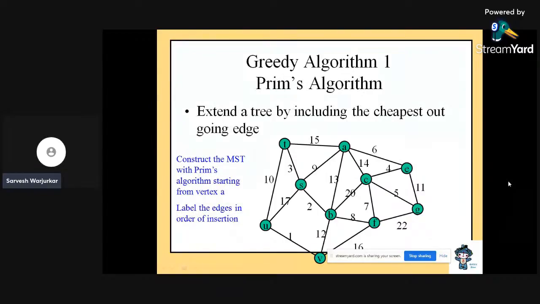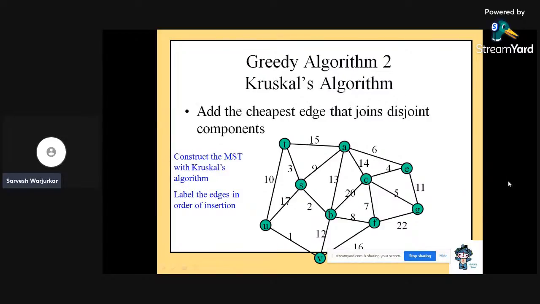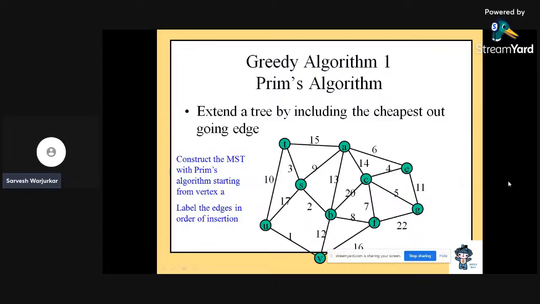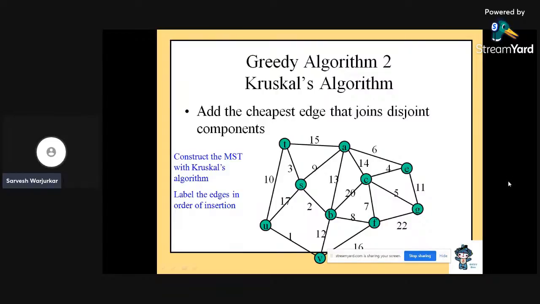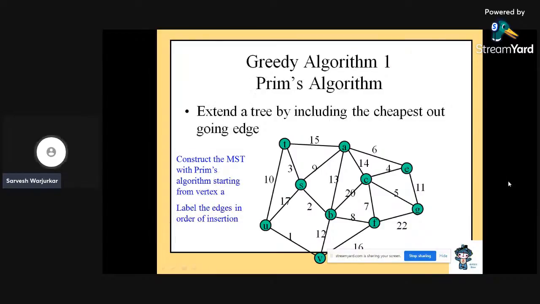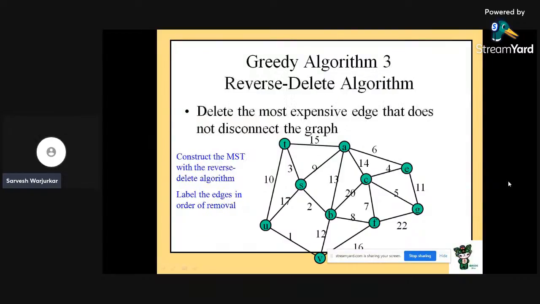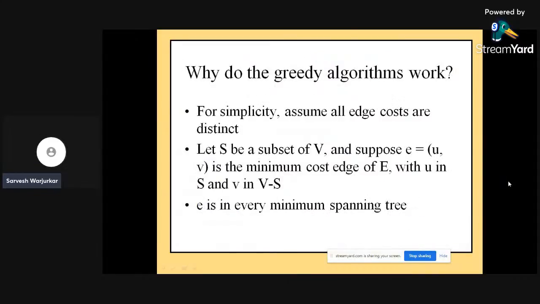In Prim's, we can construct the MST by using Prim's algorithm. It starts from vertex A and labels the edges in order of insertion, of course. In Prim's it finds the cheapest outgoing edge, and in Kruskal's it adds the cheapest edges that join the disjoint components. It means the link way is there in Kruskal's, and we simply find the smallest value edges in Prim's. That is the only difference between Prim's and Kruskal's.